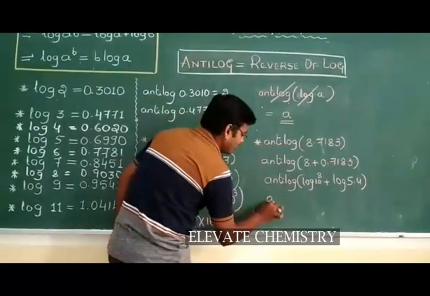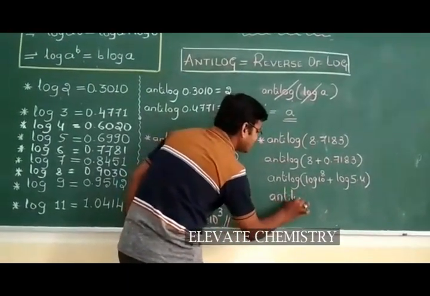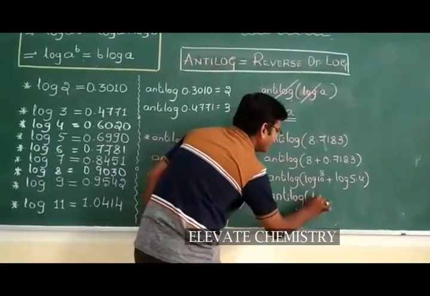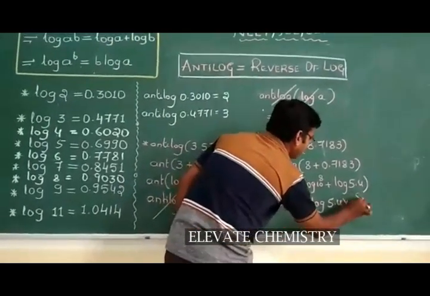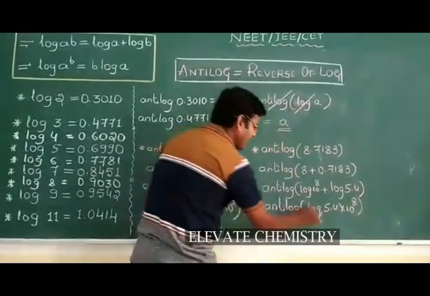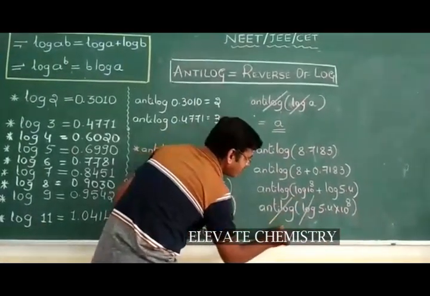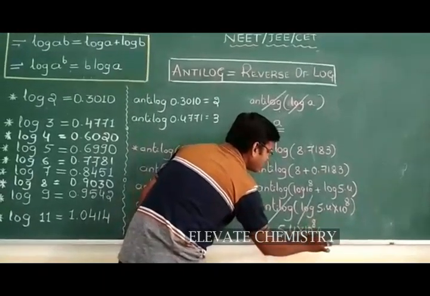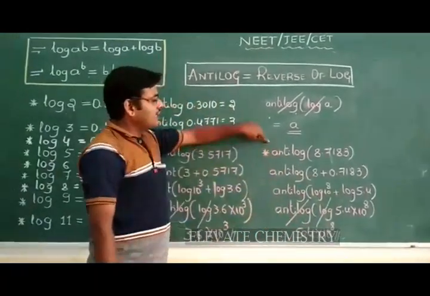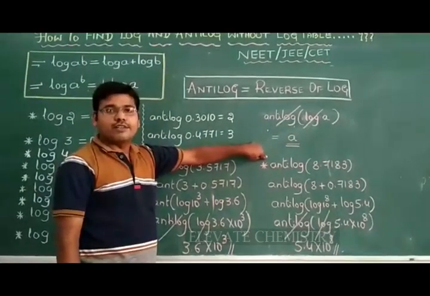Let us approximately take log 5.4. In the next step, anti-log of log 5.4 into 10 to the power of plus 8. Cancel this log and anti-log. So the final answer is 5.4 into 10 to the power of plus 8. This is the answer for anti-log of 8.7183.